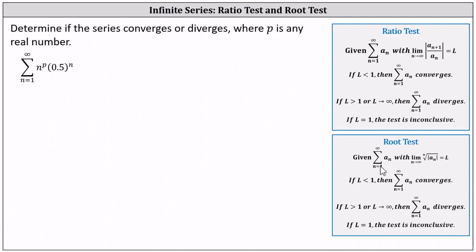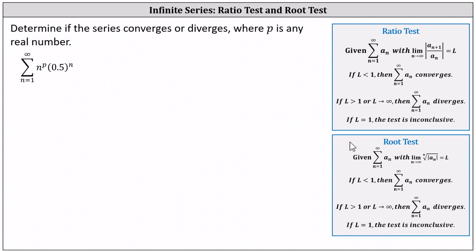the sum from n equals 1 to infinity of a sub n, with the limit as n approaches infinity of the nth root of the absolute value of a sub n equals L, if L is less than 1, the series converges. If L is greater than 1 or approaches infinity, the series diverges. If L equals 1, the test is inconclusive.